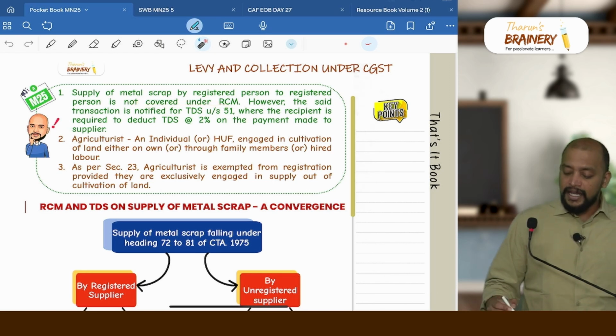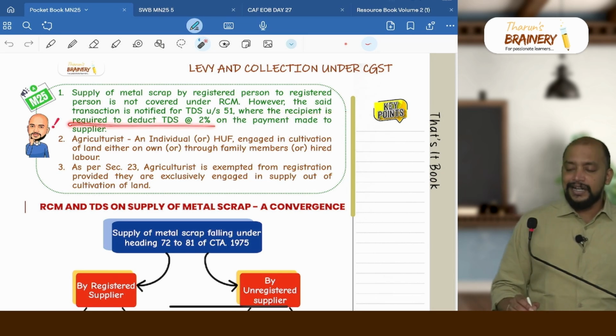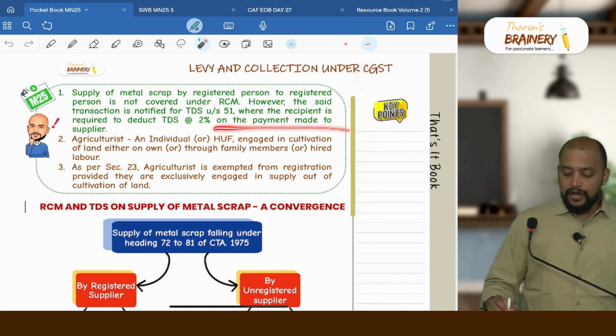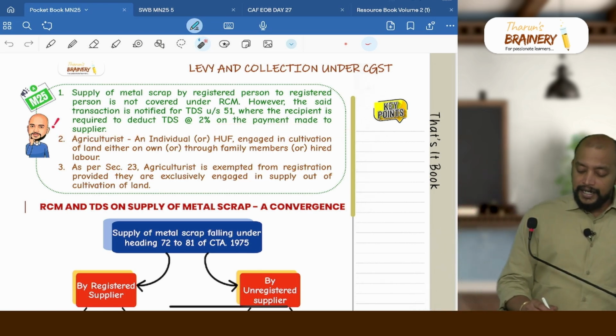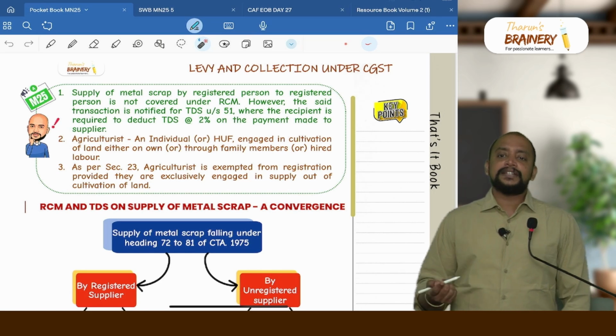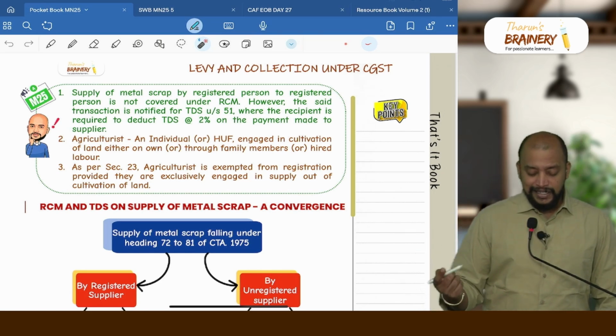be FCM only. However, the said transaction is notified for TDS under section 51, where the recipient is required to deduct TDS at the rate of 2% on the payment made to the supplier. So the rate of TDS is 2%. Agriculturist, what if the supplier is unregistered? If the supplier is unregistered, TDS is not applicable, and RCM, the liability to pay GST, is on the recipient.